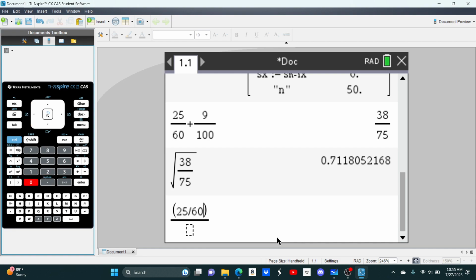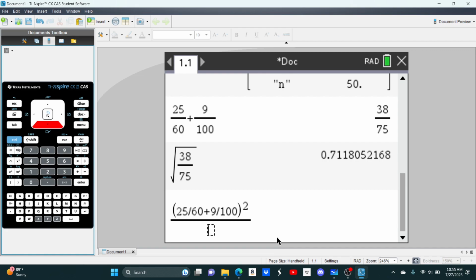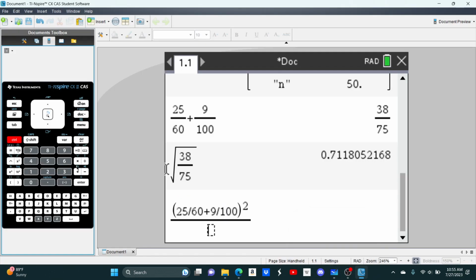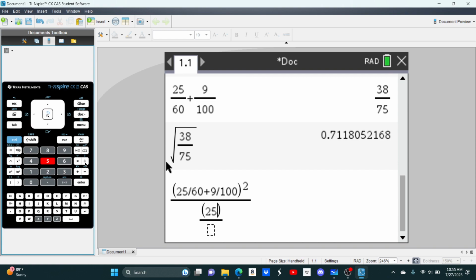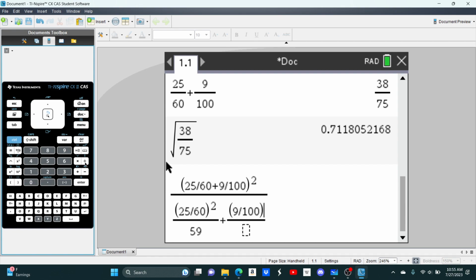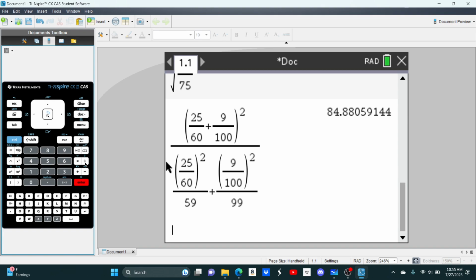So it's going to be 25 over 60 plus 9 over 100, squared, over, make sure I'm typing this right, because if I mess this up, it's going to throw a wrench in pretty much the rest of it, 25 over 60 squared over 59 plus 9 over 100. Yes, I know I could just write 0.09, but I'm trying to show the whole thing for the sake of clarity. All divided by 99. And so you get 84.88 degrees of freedom.